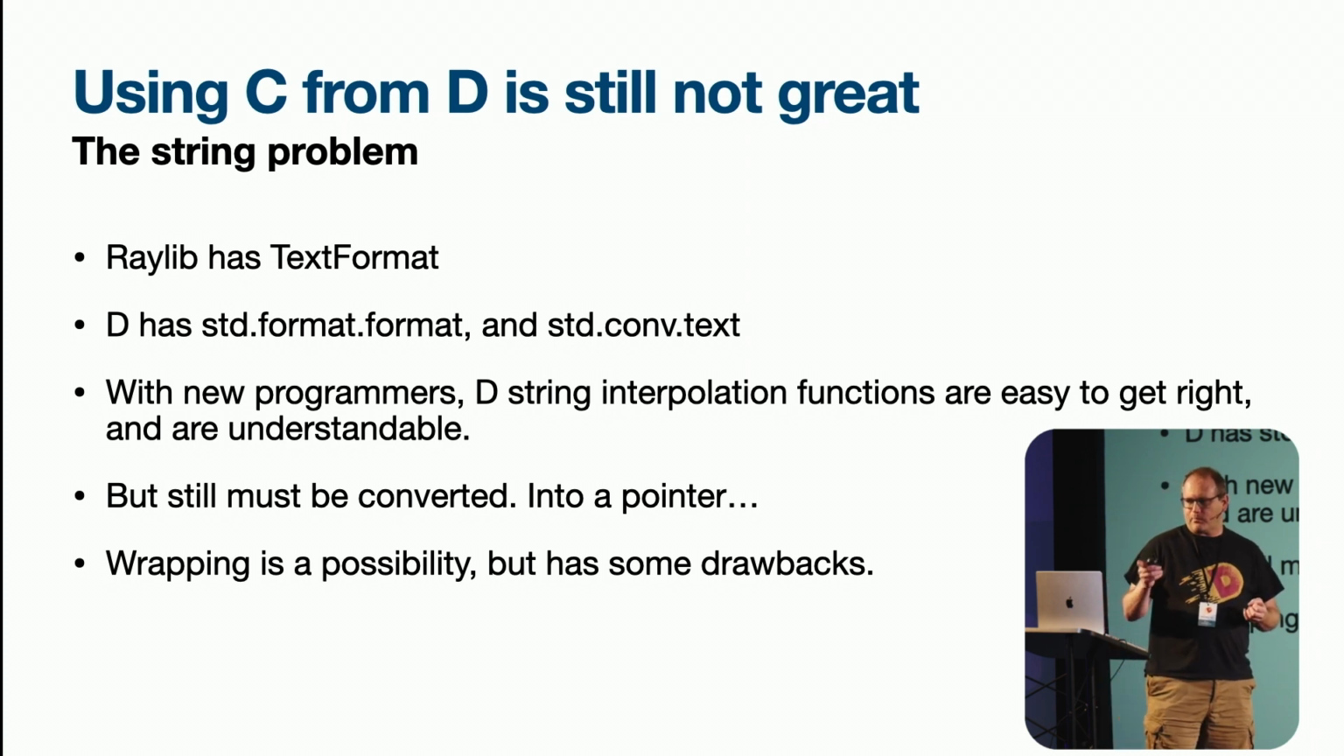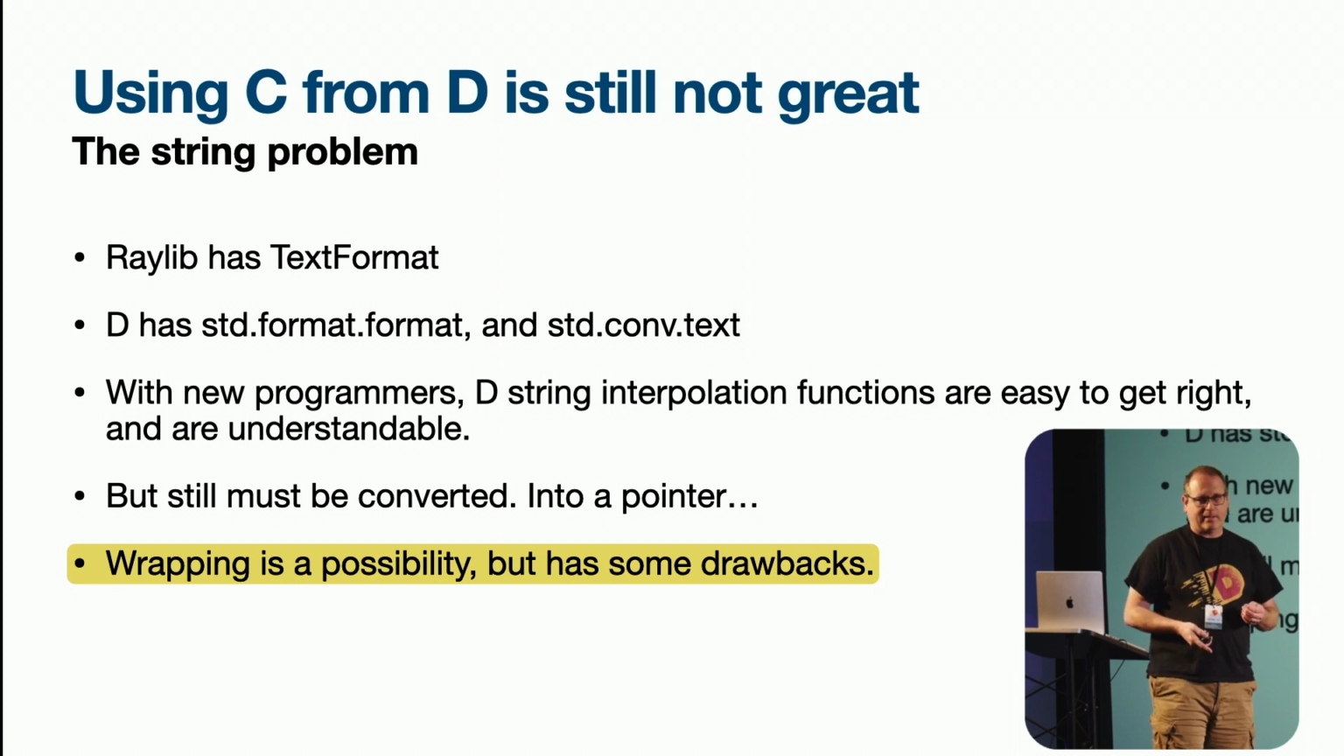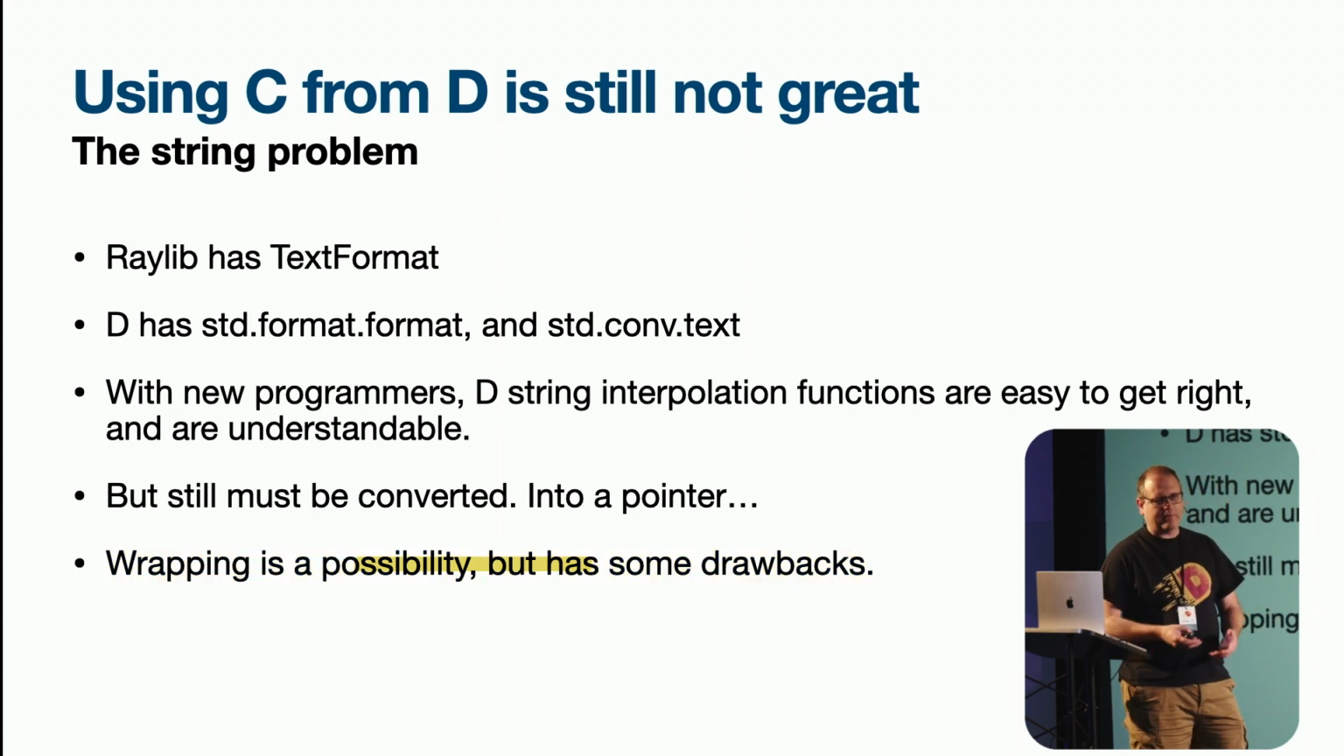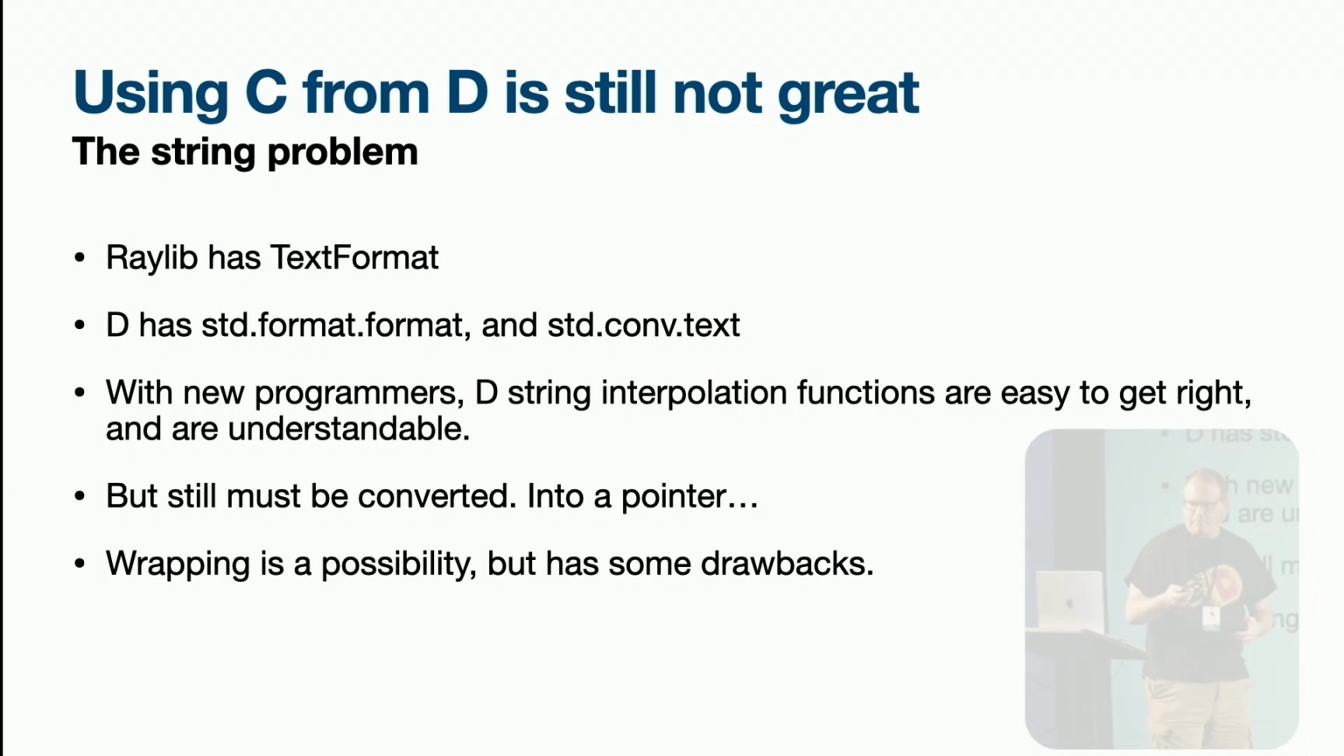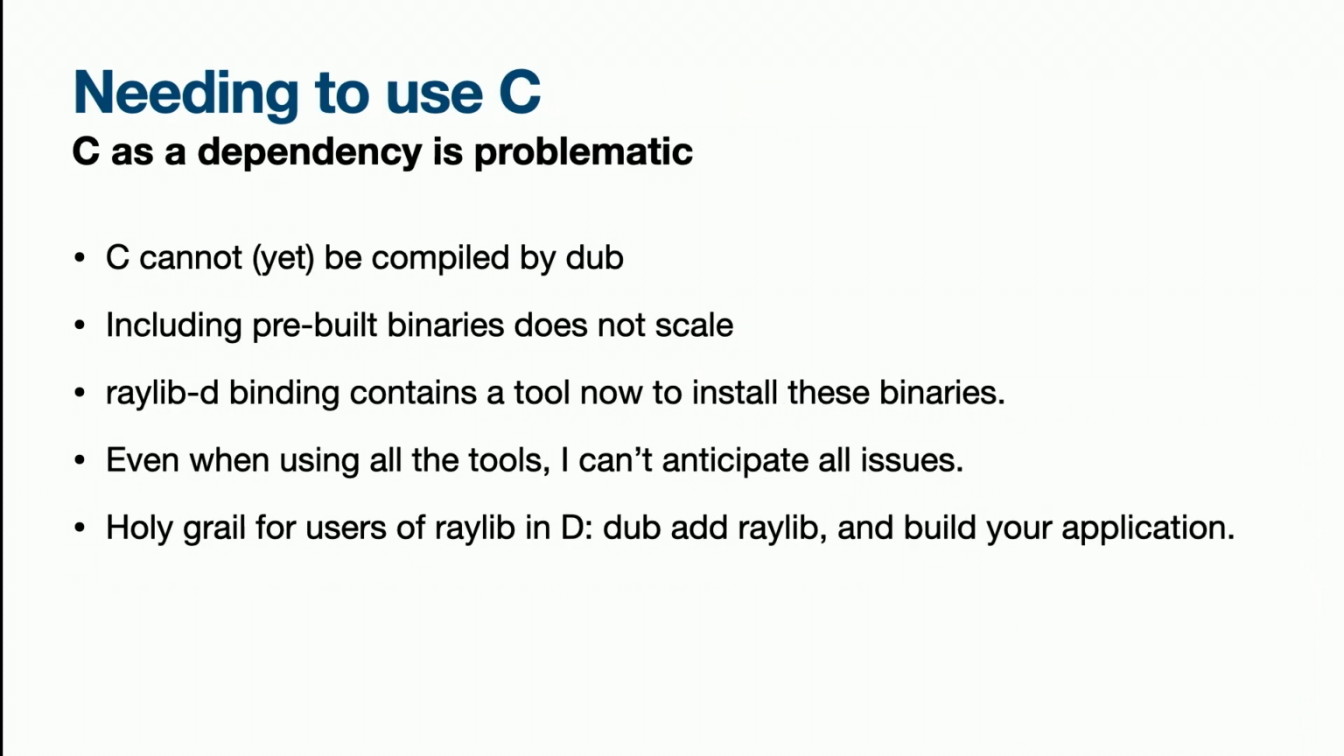Now, wrapping is a possibility, but it has some drawbacks, namely allocation for no reason. So we kind of need to use C as a dependency, which is another problem. Even though in dub you add raylib-d and it comes in as a dependency, fine, you still have to somehow inject the pre-built raylib library as a link step.